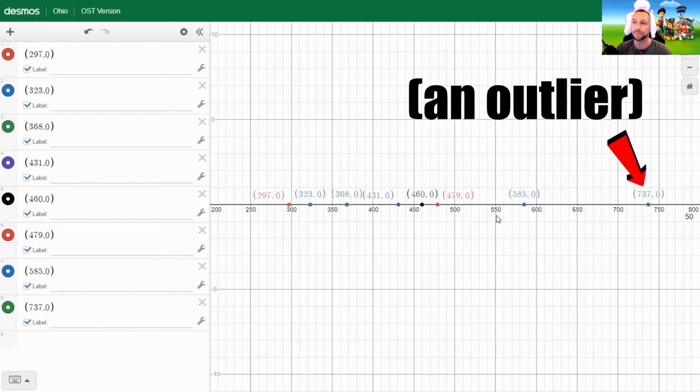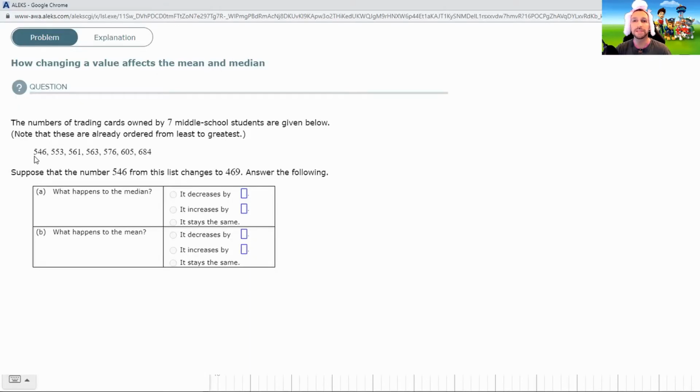Let's look at one more example. In this example, we're given 7 numbers that don't seem to have an outlier. They're all in the 500s and 600s. But the question asks, what would happen if we change the smallest value to about 100 less? My speculation is because all of these numbers are in the 500s and 600s, if I gave us a value in the 400s, it would be an outlier since it would be so far away from the rest of the group. Let's represent this visually and talk about what that means.